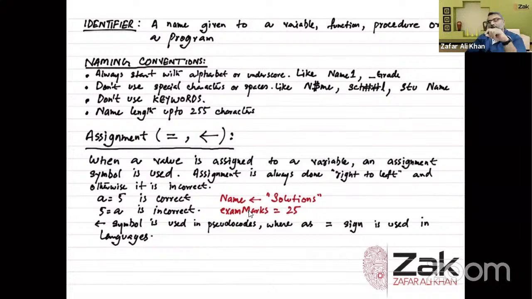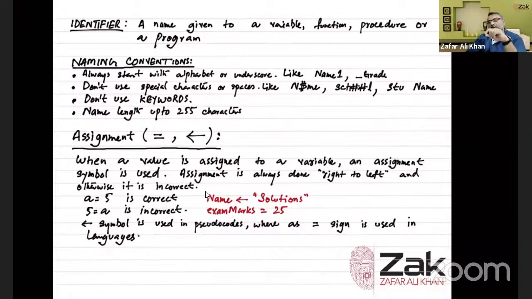Okay. Now, this symbol is used in pseudocode, whereas the equal to sign is used in other languages. So mind it, but your examiner would not mind if you use the equal to sign instead of the left pointing arrow. That is absolutely fine. So when a value is assigned to a variable, an assignment symbol is used. Assignment is always done right to left, and otherwise it is incorrect.